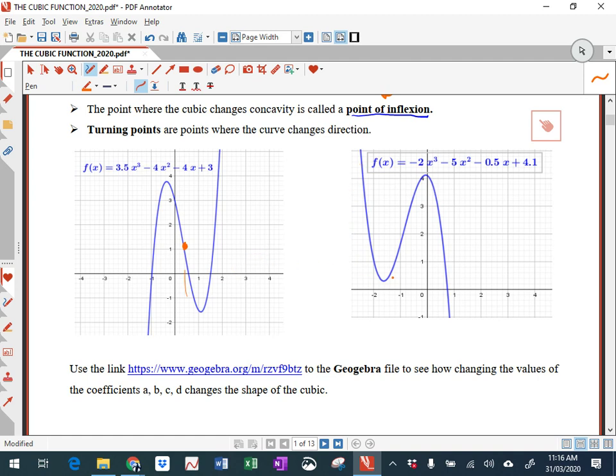Here, this goes from concave up to concave down, and the point of inflection where it changes concavity is around about there somewhere. Now, how do I know this is going from concave down to concave up? Have a look.